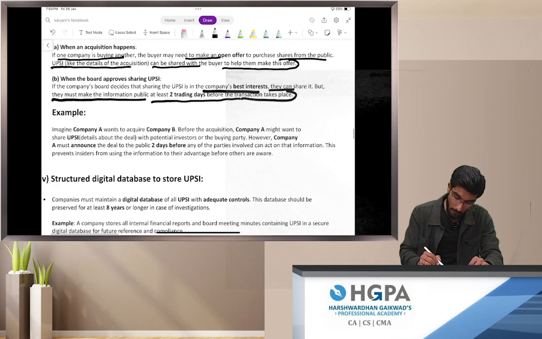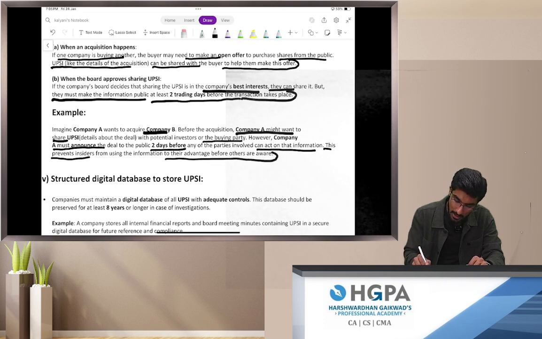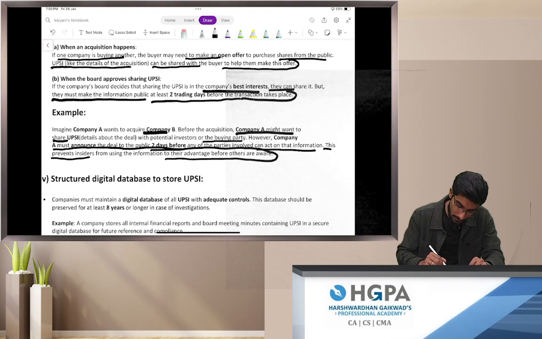Imagine company A wants to acquire company B. Before acquisition, company A might want to share UPSI with potential investors or the buying party. However, company A must announce the deal to the public 2 days before any of the parties involved can act on that information. This prevents insiders from using the information to their advantage before others are aware.